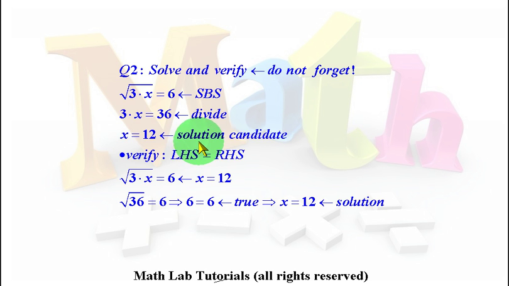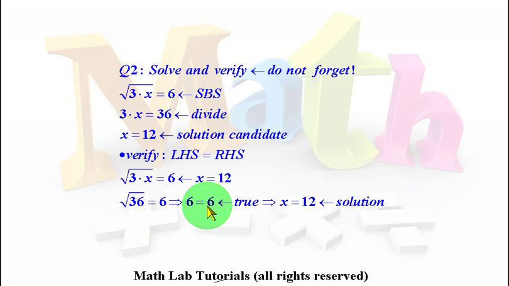We declare that to be the solution candidate, and now we verify that the left-hand side is equal to the right-hand side. Again, we go back to the original. The square root of 3x is equal to 6. We sub in x equals 12. On the left, we get the square root of 36. On the right, we get 6. On the left, we get 6. On the right, we get 6.